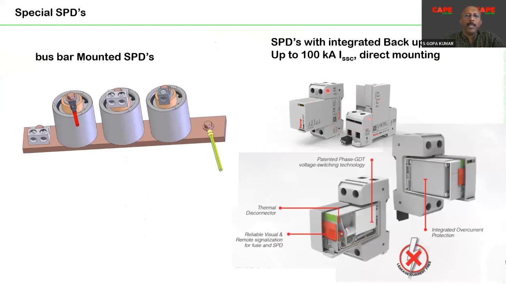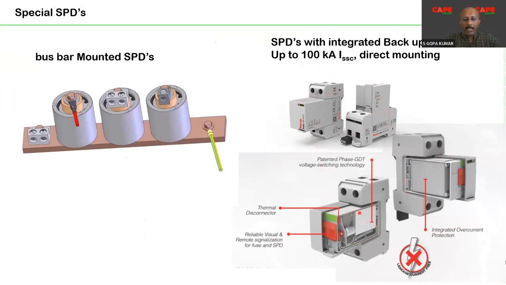Integrated backup fuse means this is a type 1 and type 2 SPD which has a backup fuse inside. An integrated overcurrent protection means you don't require an additional backup fuse, provided your expected short circuit current is lesser than 100 kiloampere for 1 second. Under that condition, you don't need any backup fuse. These devices have fuses inbuilt. All the complication of backup fuse selection and all the complication with respect to the length of the wire can be easily solved with this kind of modern SPDs.